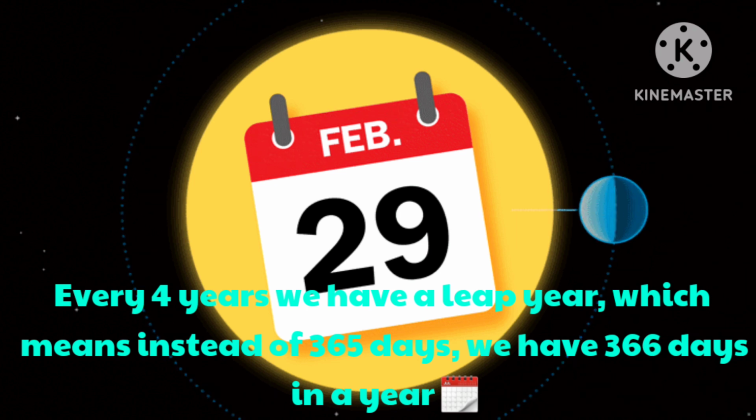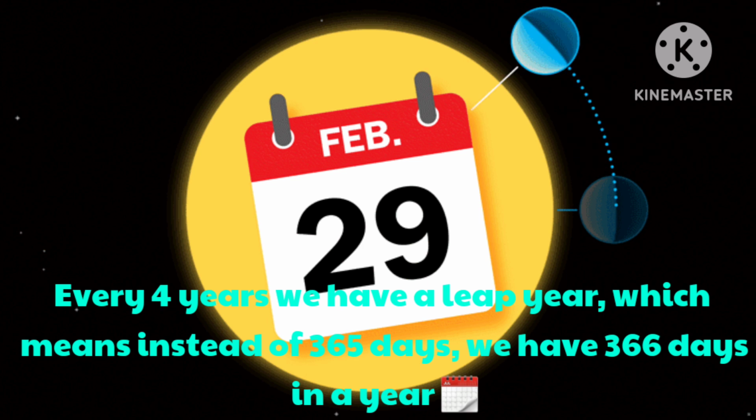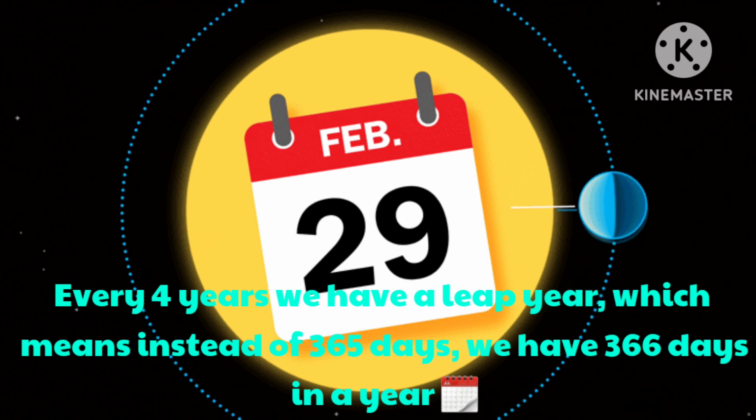So like I said, what I'm trying to explain to you is that every 4 years, we have a leap year. So instead of being 365 days, it would be 366 days in a leap year. And it happens every 4 years. So this year in 2024, we have a leap year. And 4 years ago in 2020, we had a leap year. And 2016, 2012, 2008, and even 2004, before I was born, of course.